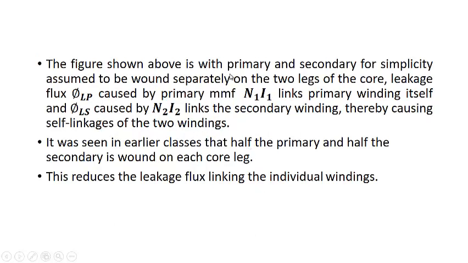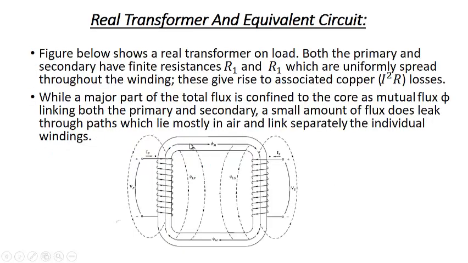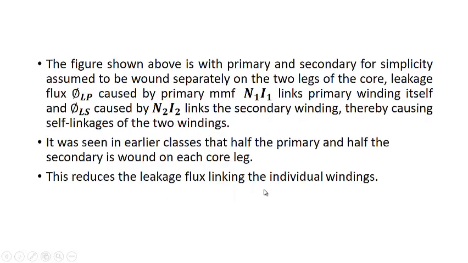Here we're assuming for simplicity that the whole primary is on the left side of the transformer core, and the whole secondary is on the right side of the transformer core. It is for simplicity of understanding, but practically you know that half of the primary and secondary are on this side and half of the primary and secondary are on this side.